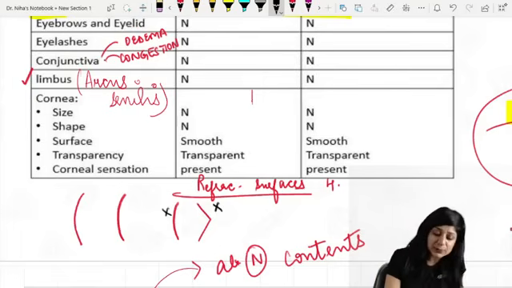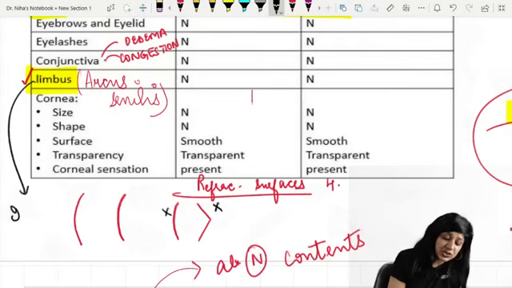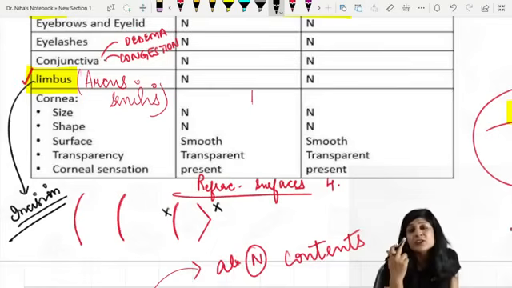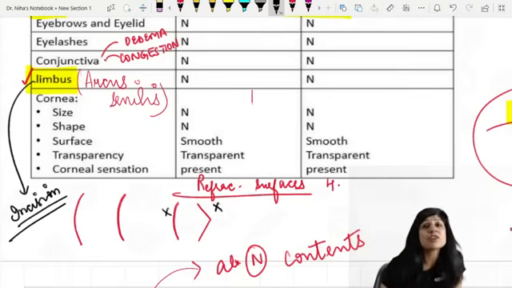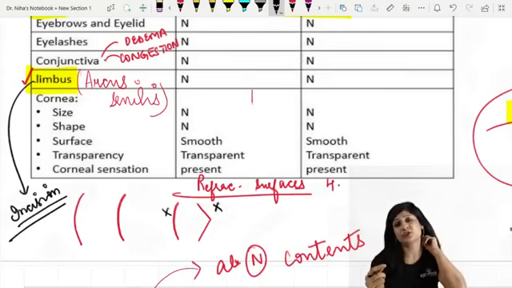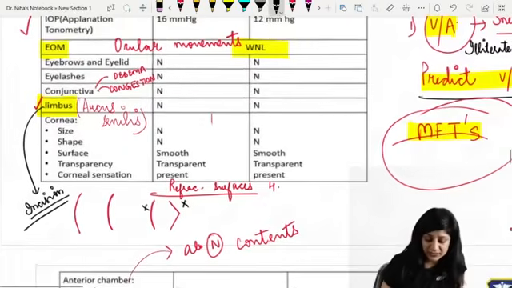And especially I am interested in the limbus. Why? Because I have to give the incision at the limbus. So if my limbal area is not clear, where will I give the incision? All cataract surgeries have the incision at the level of the limbus only. So it's very important that when you are doing the examination, look at the limbus of the patient so that we have a clear area for giving the incision. So this is the thing.